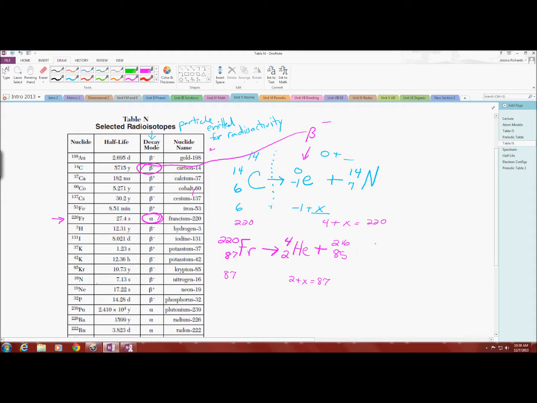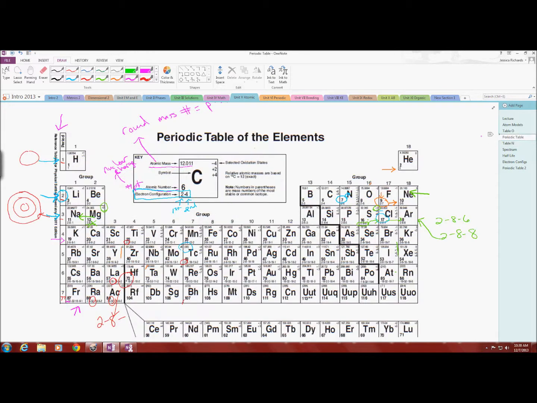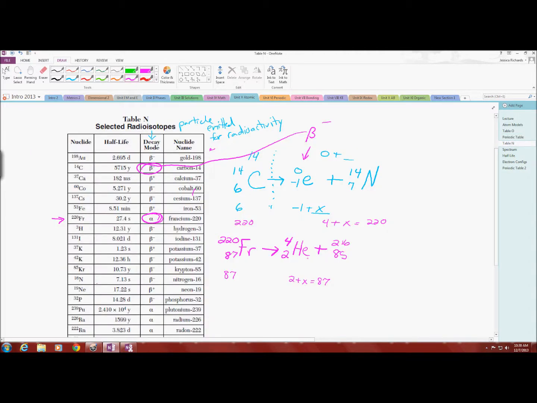And all I have left to do is figure out which symbol to use. So I go back to my periodic table, and 85 is way over here on the right-hand side, and the symbol is At. And that's it. Simple as that. We're just adding, subtracting numbers, and using our periodic table to look up symbols, and using table O to look up symbols. That's all there is to it.